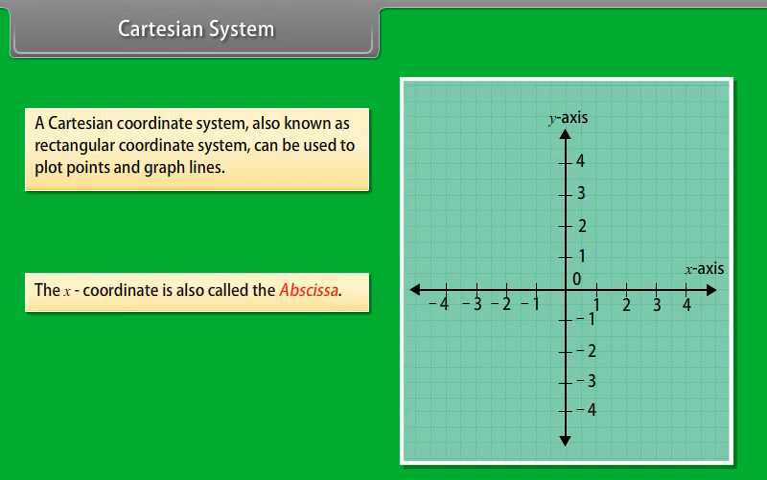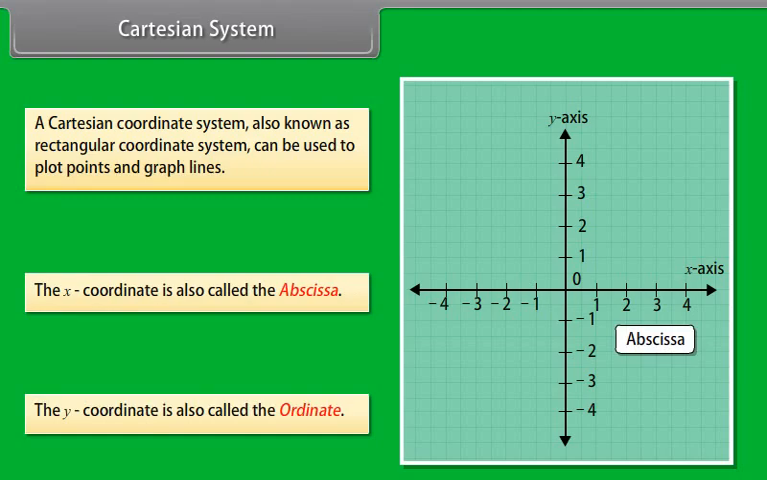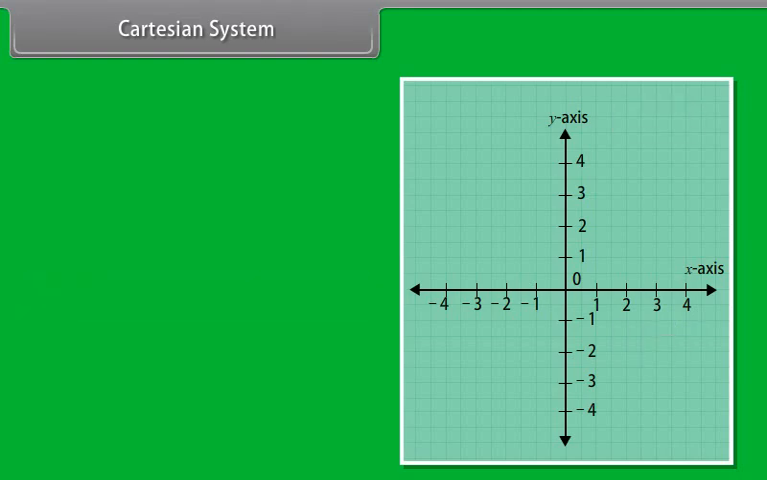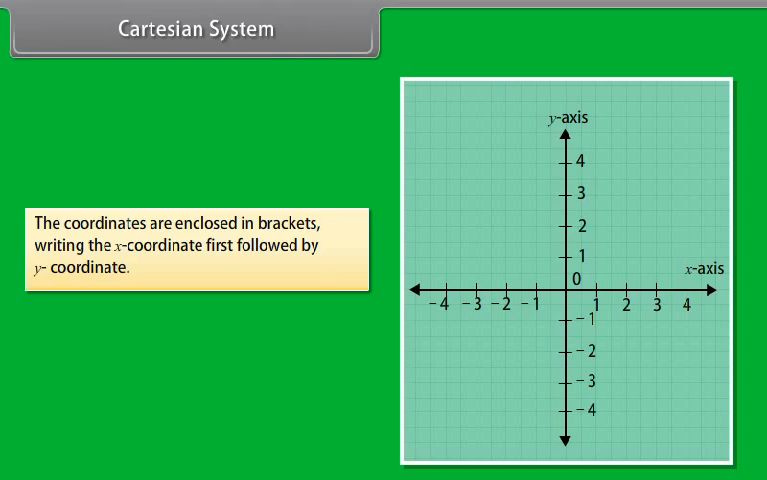The x-coordinate is also called the abscissa. The y-coordinate is also called the ordinate. The coordinates are enclosed in brackets, writing the x-coordinate first, followed by the y-coordinate. The center or intersection of the two axes is equal to (0, 0). Terms used in the Cartesian system. Before going further, let's look at some definitions.